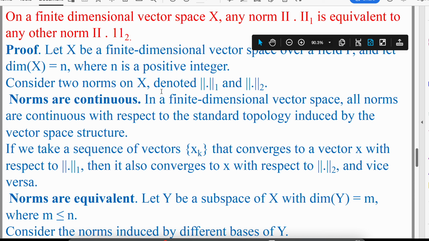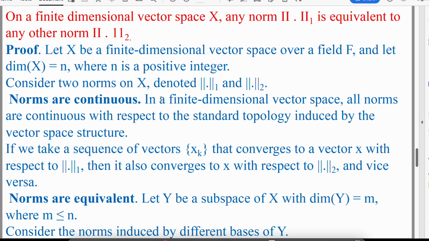First of all, the norm is continuous because in a finite dimensional vector space, all norms are continuous with respect to the standard topology induced by the vector space structure. So if we take a sequence xk that converges to X with respect to norm 1, then it also converges to X with respect to norm 2 and vice versa. So if the sequence converges in one norm, then it also converges with respect to another norm.